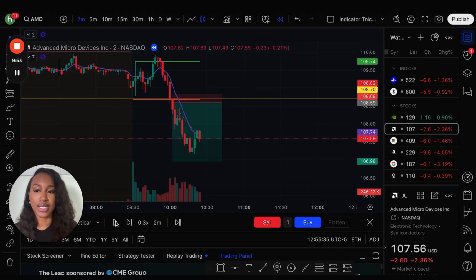I hope this was a great example for you to see confluence and how the break and retest strategy can work in your favor.